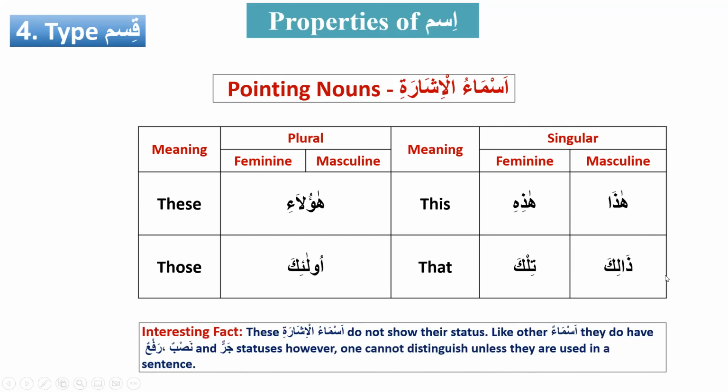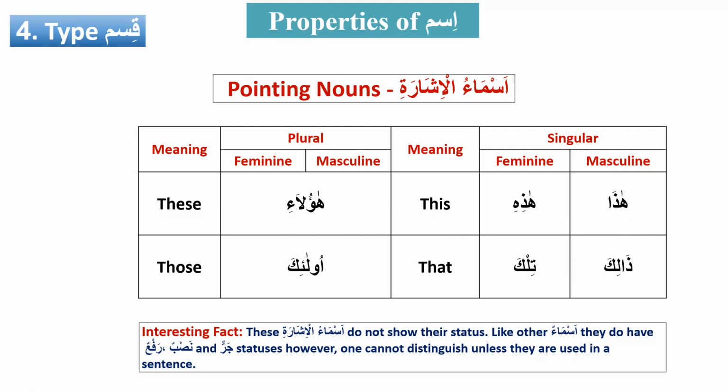And this is what this statement is saying. The small ishara, the pointing nouns, do not show their status. Like other asma, they do have rafa, nasab, and jar statuses. However, one cannot distinguish unless they are used in a sentence. When they are used in a sentence, then you can figure out, is it rafa, nasab, or jar? But just by looking at the word itself only, you cannot tell.